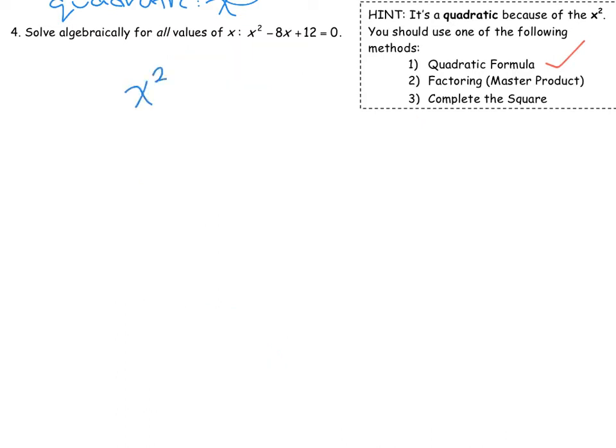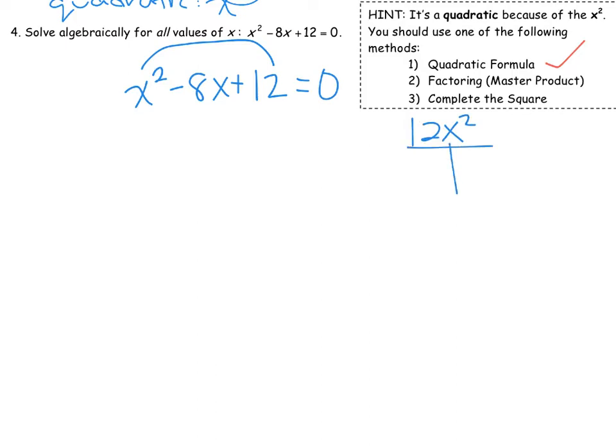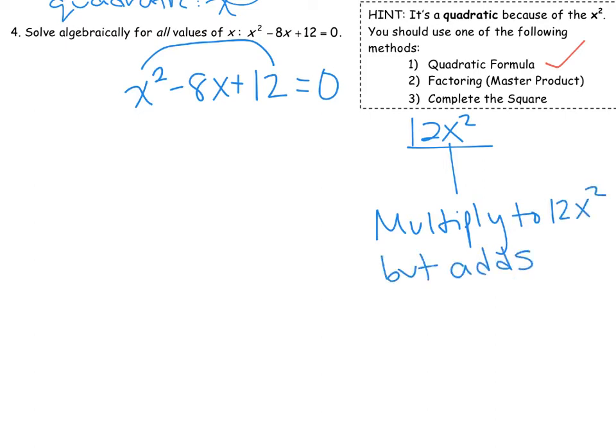So I have x squared minus 8x plus 12 equals 0. We're going to multiply the first with the third term. So I have x squared times 12 is 12x squared. And we're going to break this up. What are two numbers that multiply to 12x squared but add to negative 8x? So we want to multiply to 12x squared but add to negative 8x. And what would that be?